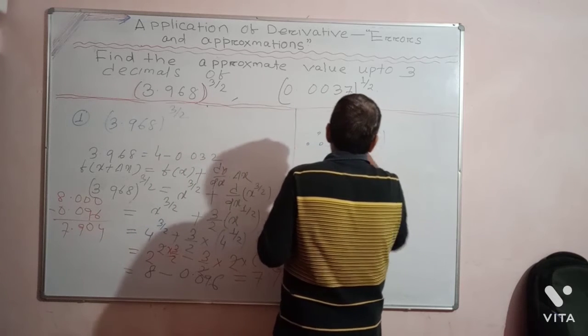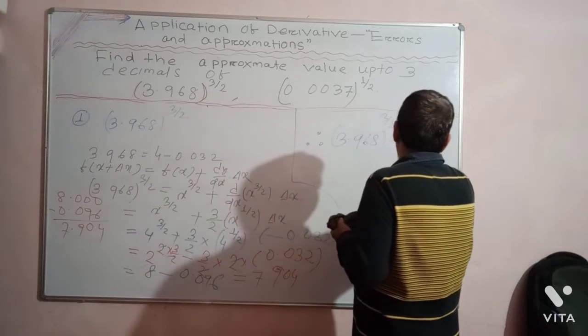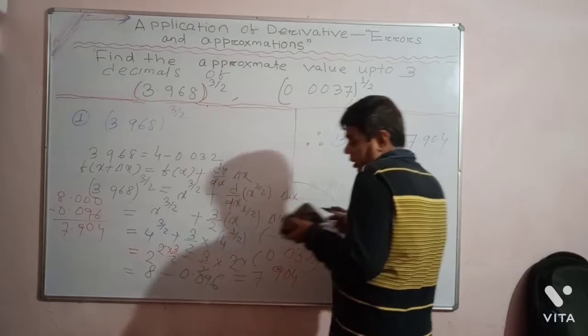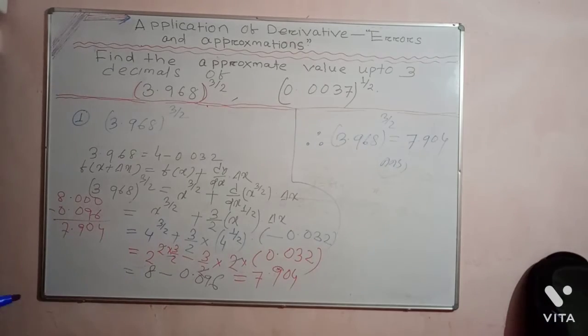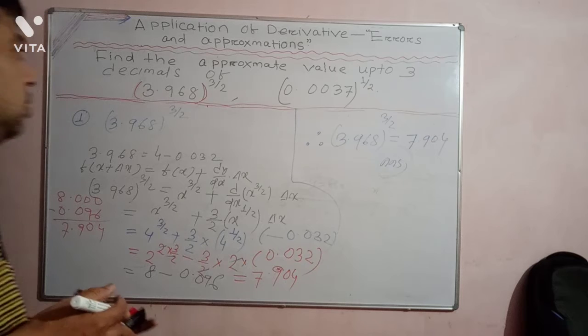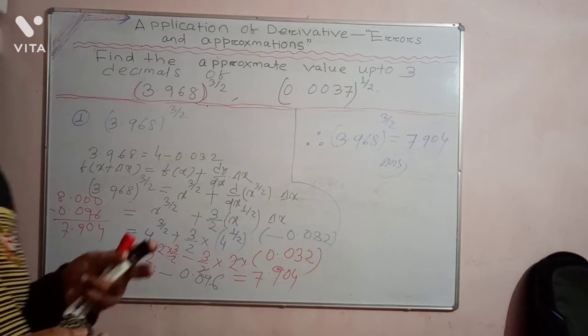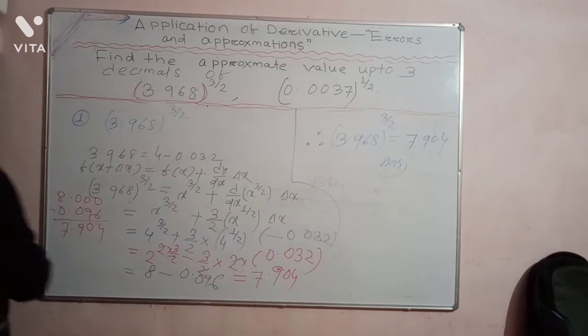3.968 whole to the power 3/2 is equal to 7.904. So this is what we are going to find out. Is it clear to all of you? It is very simple, and this formula is very useful. Such a numerical calculation can be easily simplified with the help of this formula. So you can realize the importance of derivatives in the field of mathematics.